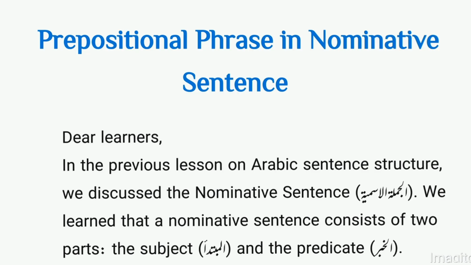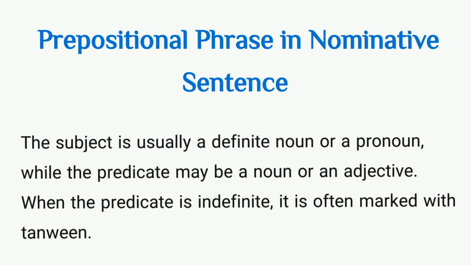Dear learners, in the previous lesson on Arabic sentence structure, we discussed the nominative sentence, starting with a noun or pronoun. We learned that a nominative sentence consists of two parts, the subject and the predicate. The subject is usually a definite noun or a pronoun, while the predicate may be a noun or an adjective. When the predicate is indefinite, it is often marked with tanween.